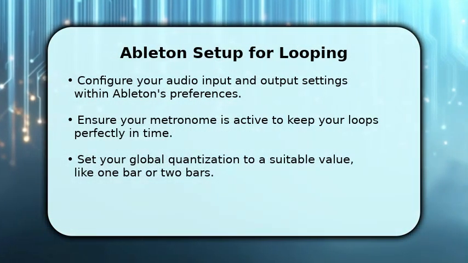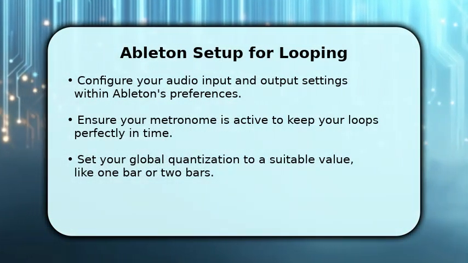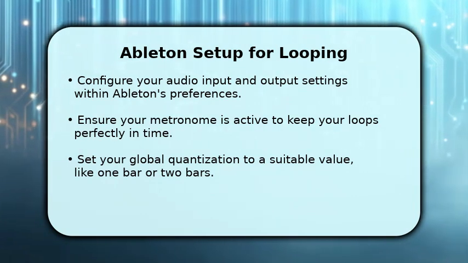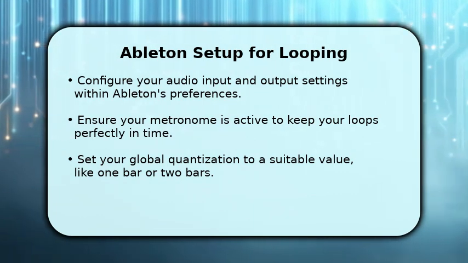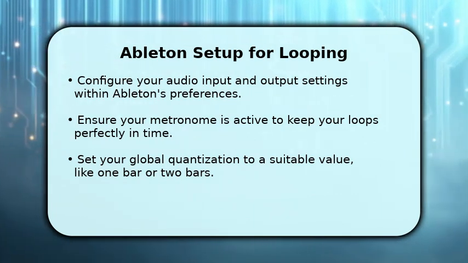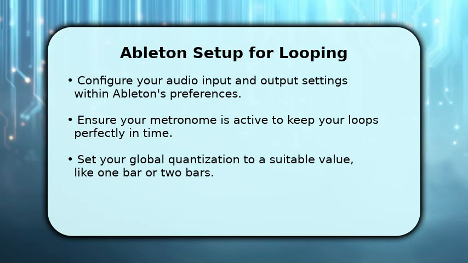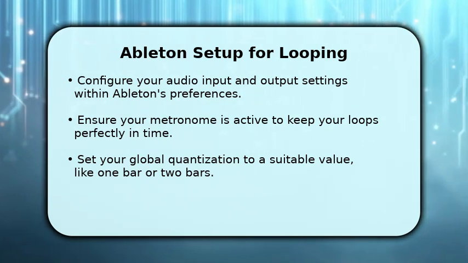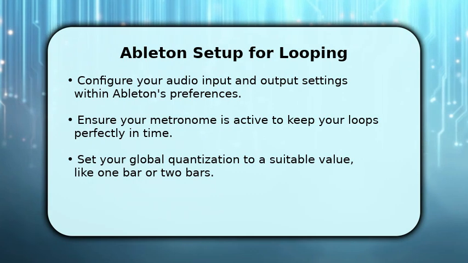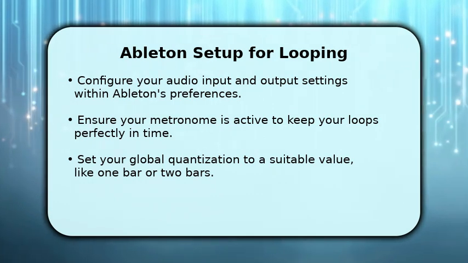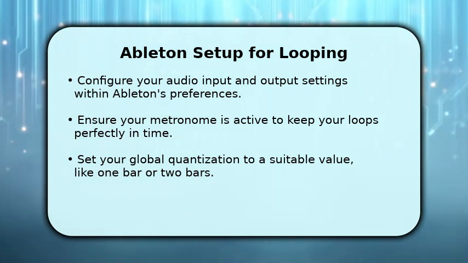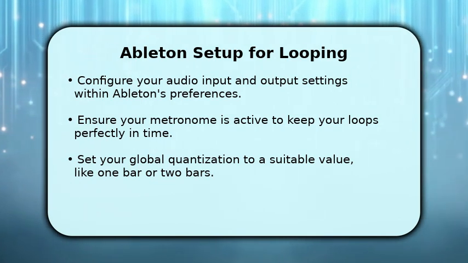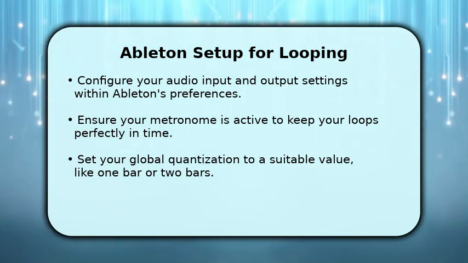Setting up Ableton Live correctly is your first step to successful live looping. Begin by navigating to your audio preferences to select your input and output devices, ensuring a clear signal path. Next, activate the metronome and consider setting your global quantization to a comfortable value, perhaps 1 bar or 2 bars, to help keep everything perfectly in sync. This foundational setup ensures your recorded loops will align rhythmically and sound professional.